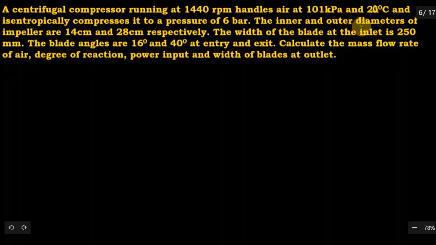The inner and outer diameters of the impeller are 14 centimeters and 28 centimeters respectively, that is D1 and D2. The width of the blade at inlet is 250 mm, that is B1. So as in the case of a centrifugal pump, we considered the width of the impeller at inlet and outlet, B1, B2. So here the inlet width, that is B1, is given as 250 mm. The blade angles are 16 degrees and 40 degrees at the entry and exit. The blade angles, or vane angles, are given.